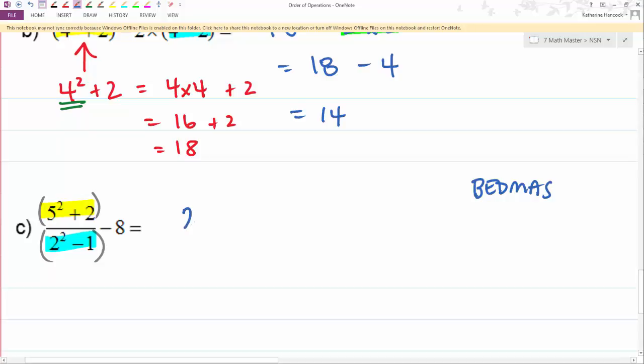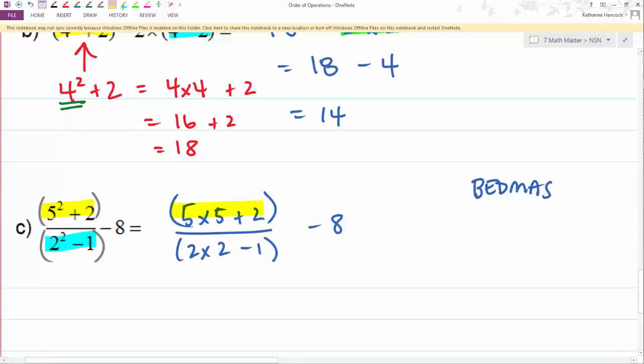And the up top bracket would be 5 squared, which is 5 times 5. Oh, sorry. Should have written that out. 5 times 5 plus 2. That's the up top bracket. And the down below bracket is going to be 2 times 2 minus 1, minus 8. So I still have my up top bracket and my down below bracket, but I've started figuring out the exponents in them.